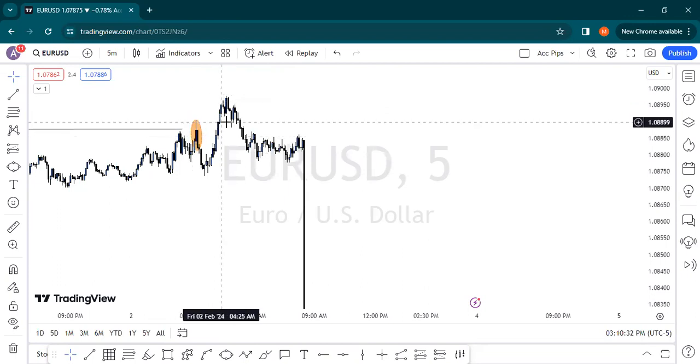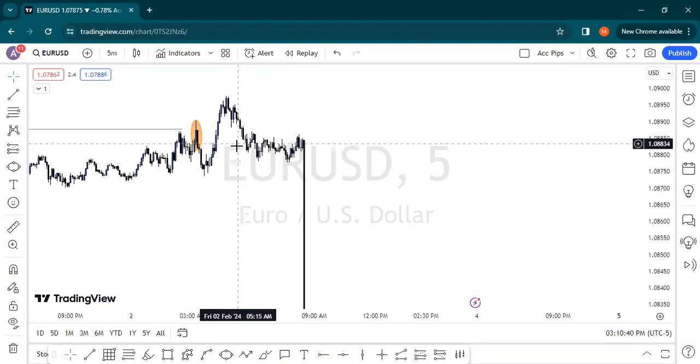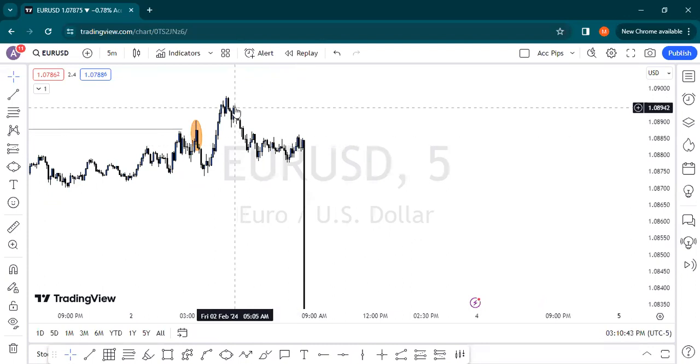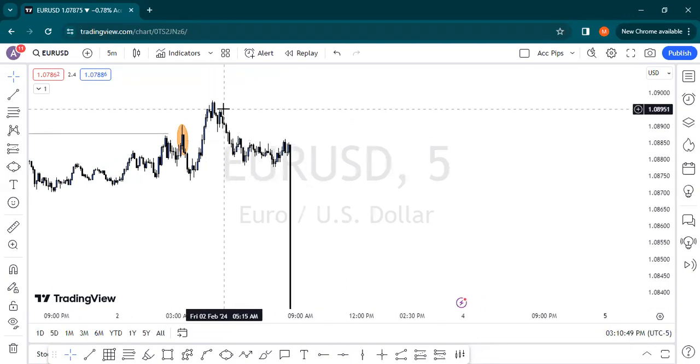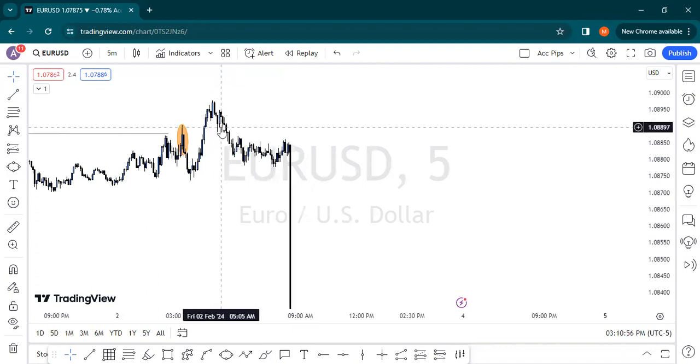We had another grab of liquidity here on 5 minutes, and we have a change of character just here. After that, we always look out for an opportunity. We have this guy break this low. That's why we had that change of character, and we have the pullback. This little candle swept the high here, and this candle closes below it. So that becomes a single candle order block entry here for us.